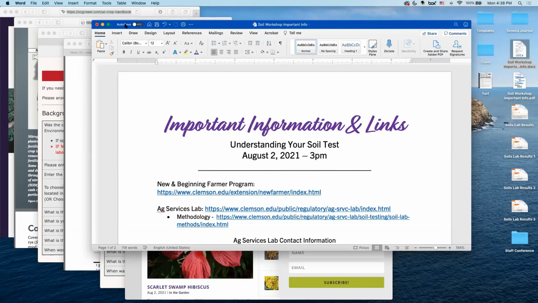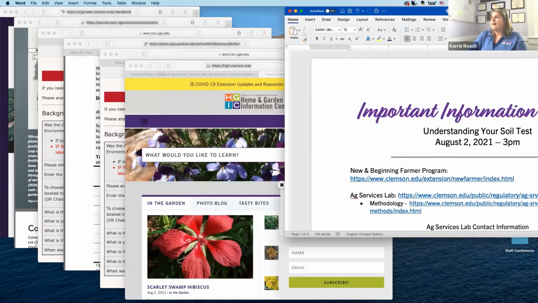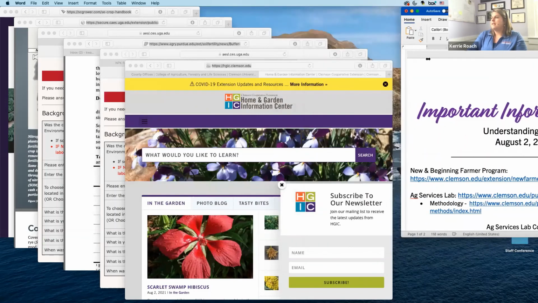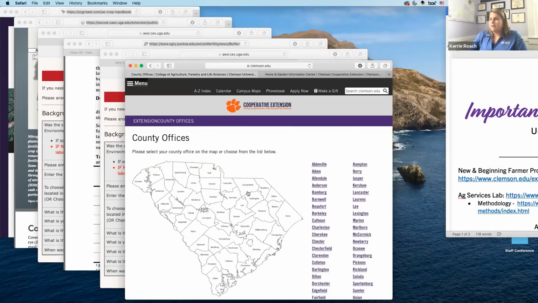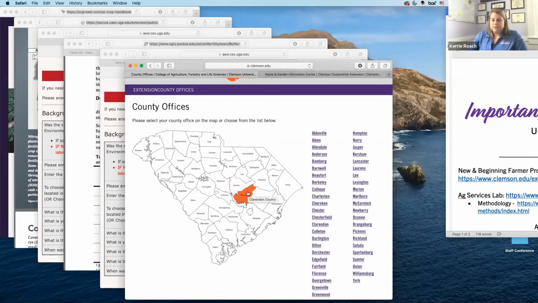So like I said, I was creating important information and links for you to have, but we'll slide that over here. And so one of the first things that I'm going to show you is finding your extension agent. So here in the upstate, these are the three.